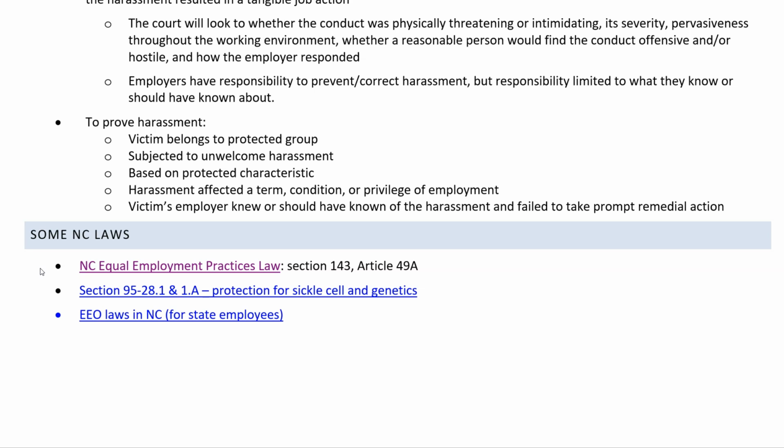Finally, here in the notes, I gave you some links to some North Carolina specific laws if you want to look at. So what we did was we talked mostly about the federal protection here. And then I gave you some links to where you can look at North Carolina specific laws. North Carolina pretty much just follows in line with the federal requirements here under Title VII. But then they add some additional protection for things like sickle cell anemia, a person's genetics. That's also protected at the federal level. And then a link to some of the equal employment opportunity laws in North Carolina. Those apply specifically to state employees.